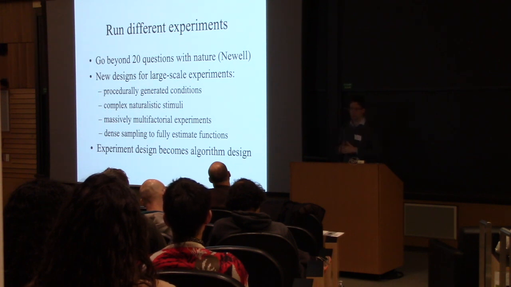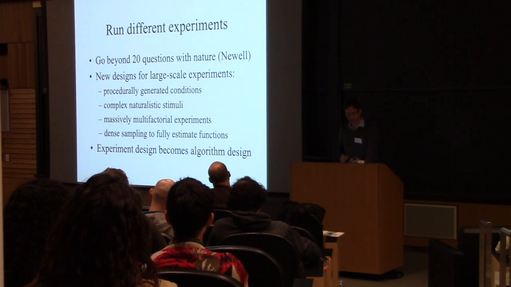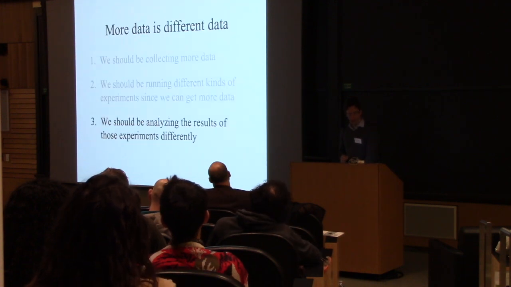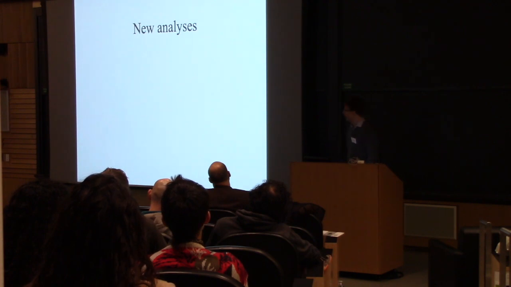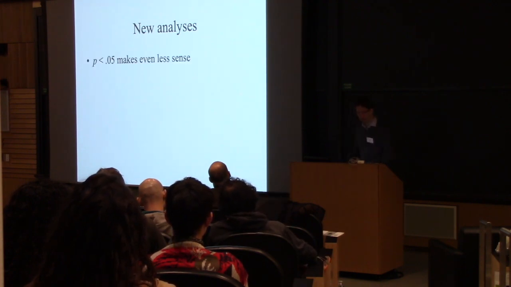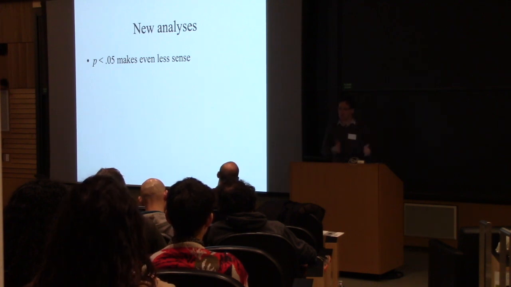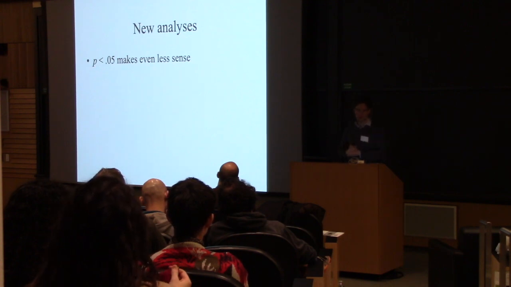And that becomes the problem that we're trying to solve when we're trying to build the experiments we're going to build. Okay, and then the third point is we should be analyzing the results of these experiments differently. And I think there are lots of ways of thinking about this. I mean, one of them is just clearly for lots of reasons, like using our traditional statistical psychology methods of looking for statistically significant t-tests is not a good idea.